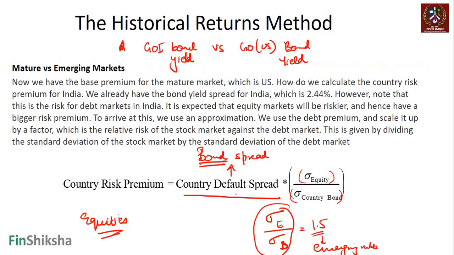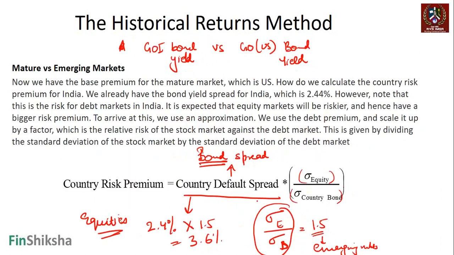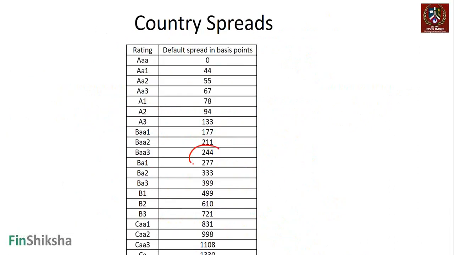So to arrive at a number, what happens is country default spread we've already seen is about 2.4% multiplied by 1.5, so you get 3.6%. To this, you add the 5%. So effectively get a number between 8 to 8.5%, right? 5% plus 3.6%. How did we get 3.6? 2.4. Where did we get 2.4 from? This was the 2.4% number that we saw.